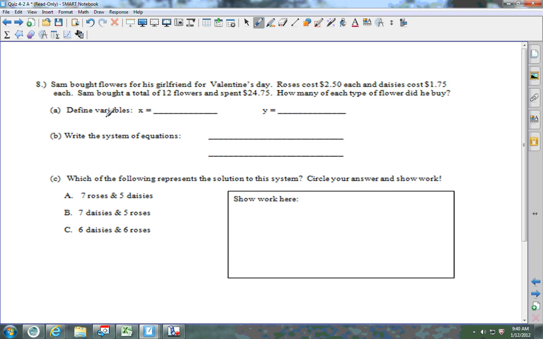Roses and daisies. One of my variables has to be the number of roses. You could have made it R instead of X if you wanted to. Y needs to be the number of daisies. You could have made that one D. So instead of X and Y, you could have put R and D. The first equation is going to be how many actual flowers did he buy. So we're going to have the roses plus the daisies equals 12. Sam bought 12 flowers, so that's my first equation.